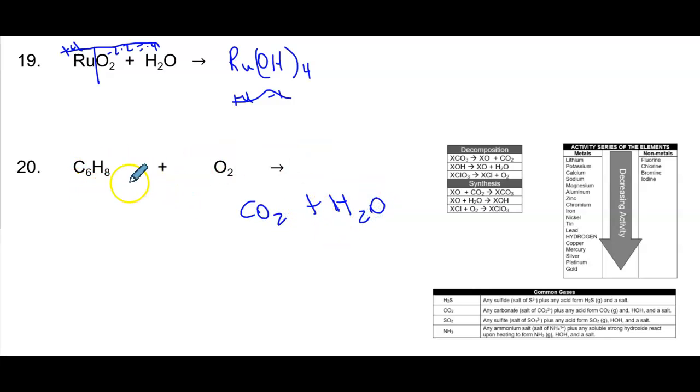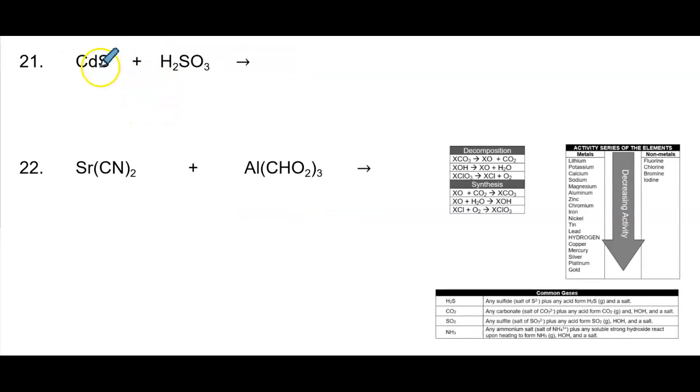Balance your carbons, then balance your hydrogens, then deal with the oxygens dead last. Don't even look at oxygens till your carbons and hydrogens are balanced. Problem 21, we have two compounds. We're checking here. It is not one of these.